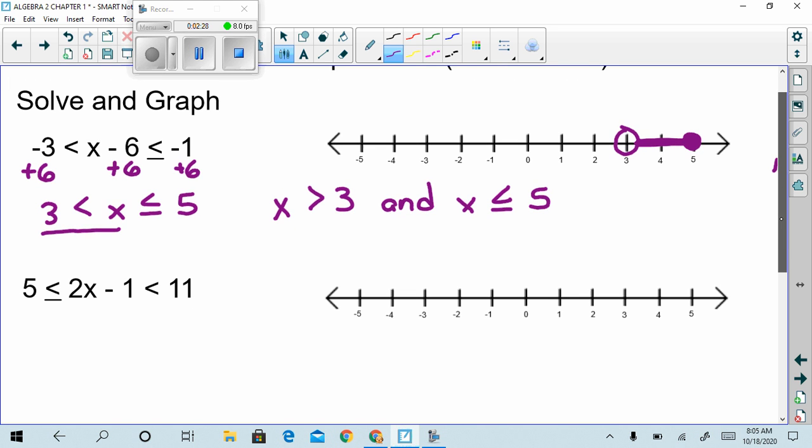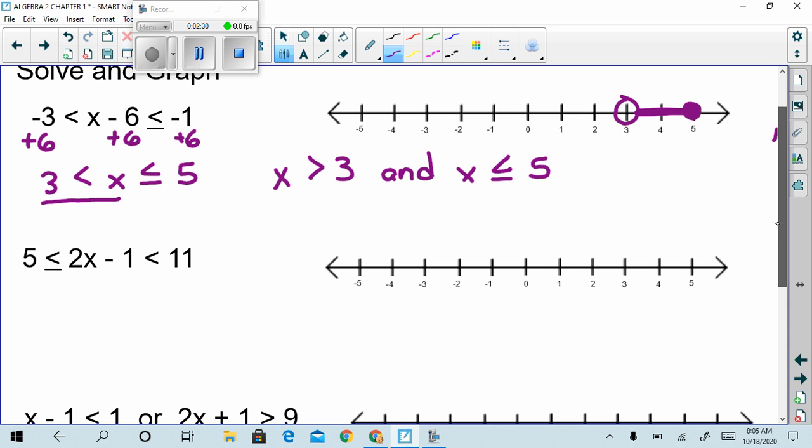Here's an example of a two-step. Once again, look inside the center of this expression or this statement. I'm going to start by adding 1. That gives me 6 is less than or equal to 2x, which is less than 12.